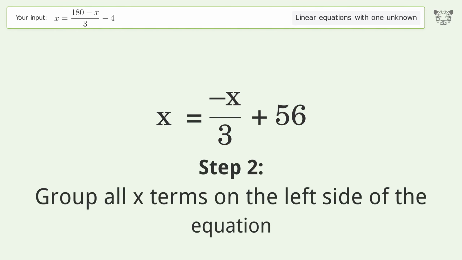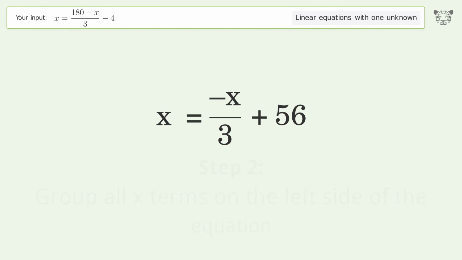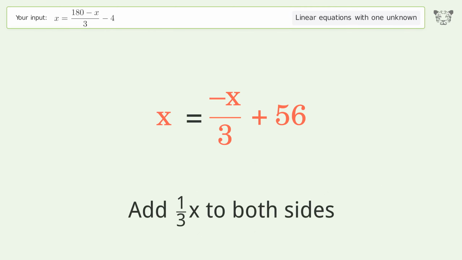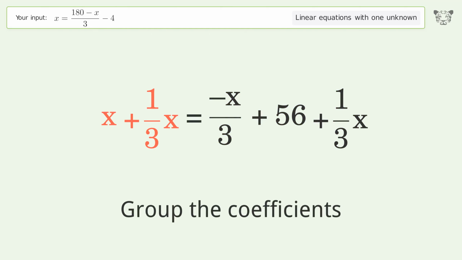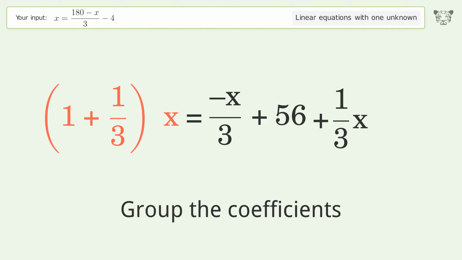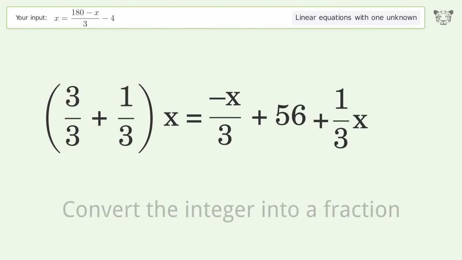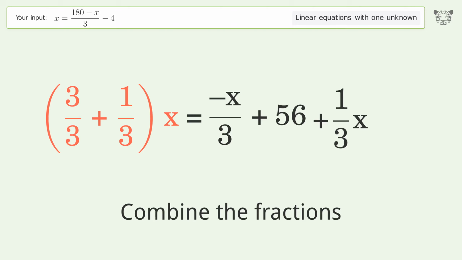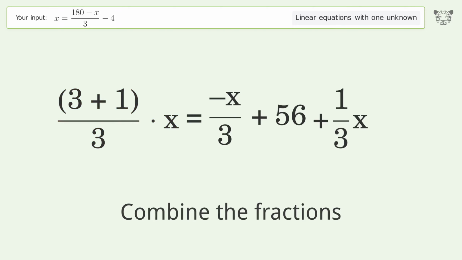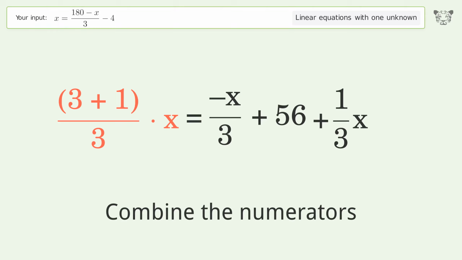Group all x terms on the left side of the equation. Add 1 over 3x to both sides. Group the coefficients. Convert the integer into a fraction. Combine the fractions. Combine the numerators.